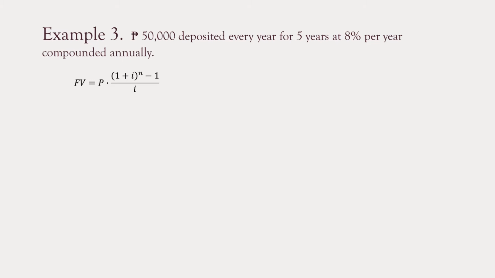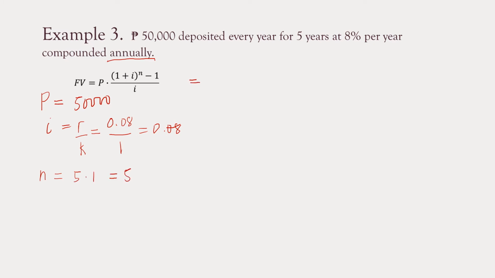First, kailangan natin identify ano-anong mga given. So, ang P ay 50,000. Ang I natin ay R over K. So, this will be 8%, so 0.08, and then compounded annually naman yan. So, that's over 1. So, 0.08 pa rin. Ang N natin ay 5 years. So, 5 years times compounded annually. So, 5 times 1, 5 pa rin.